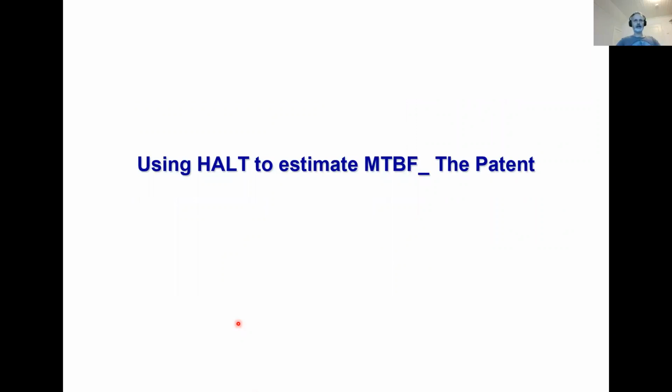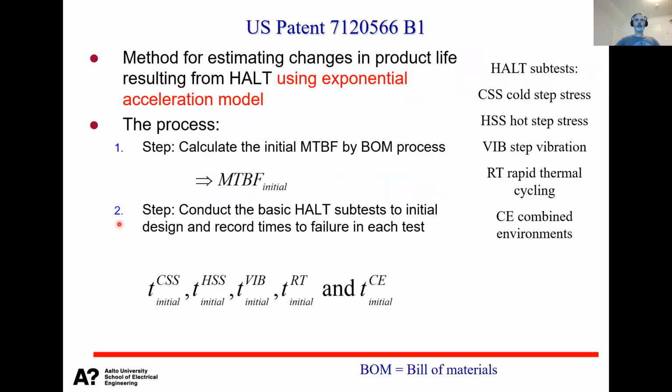Patent which says that using HALT, one can estimate the mean time between failures. So here is the patent number, and basically the idea is that they are using this kind of an exponential acceleration model, meaning that you have some kind of an initial reliability value or robustness value, then you do the HALT process where you increase the robustness and you get some kind of a quantitative estimate for that, and then you can calculate the final failure rate estimation.